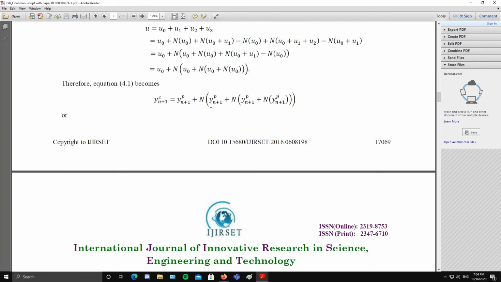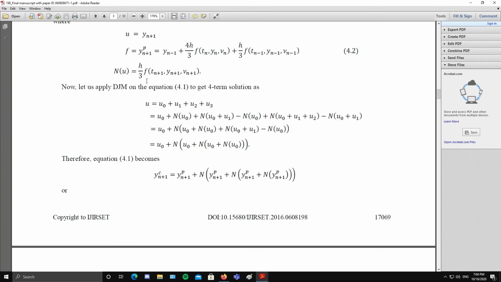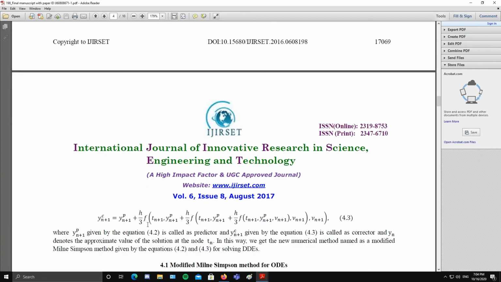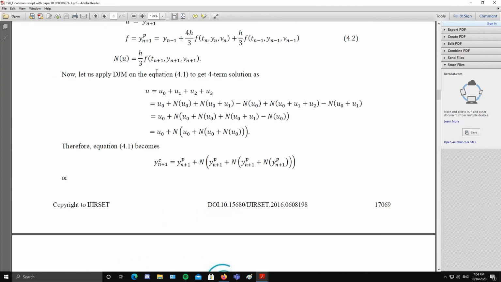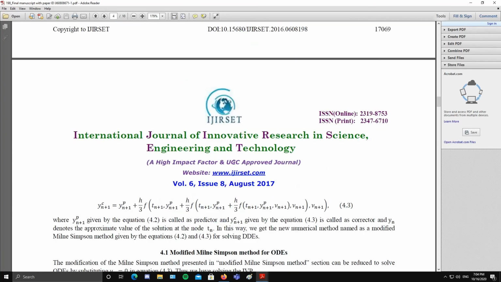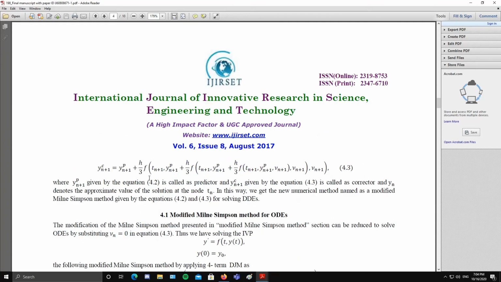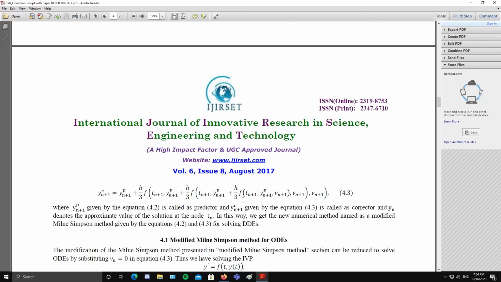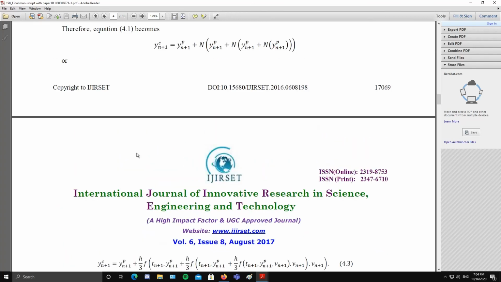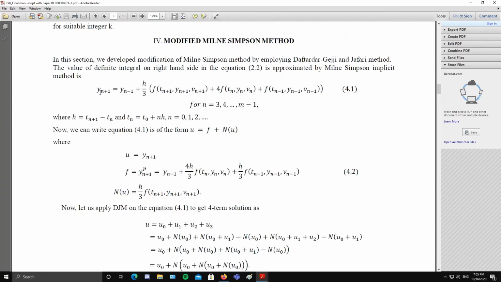Then in the next step, what is n of u? h by 3 of f of tn plus 1, yn plus 1, vn plus 1. So n of this term is replaced by h by 3 of f of this form, tn plus 1, yn plus 1, vn plus 1. So for the outer n you have h by 3 f of this. Again for the inner n you have h by 3 of f of tn plus 1, yn plus 1p, vn plus 1. So this is the corrector formula. This is the modified Milne Simpson corrector formula, and this is the modified Milne predictor formula.